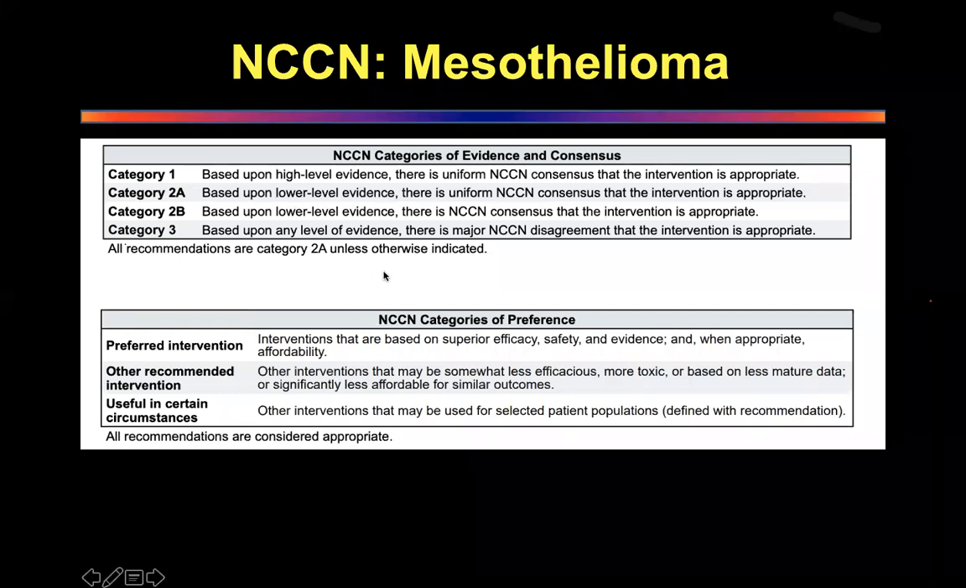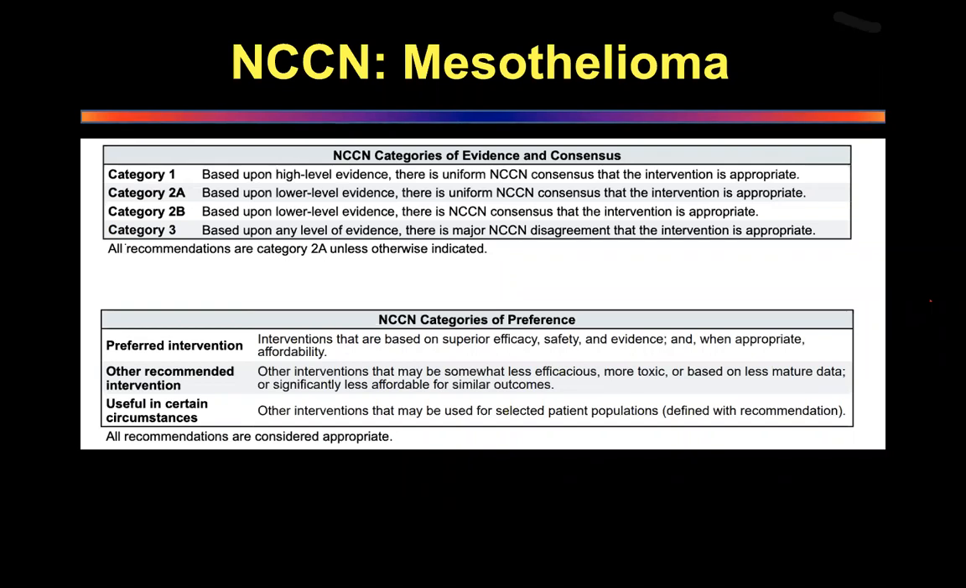So as I always say, I always show you what is the category of the recommendation. So NCCN is based on category 1, 2A, 2B, and 3. Most of the recommendations in NCCN, if anybody asks you what is the level of evidence, just say 2A. Most of the recommendations have been based on 2A. So you're very safe to say 2A. Here it says as well, all recommendations are category 2A unless otherwise indicated. So most of the recommendations that we discussed today are 2A. And it really makes your talk sound very professional.